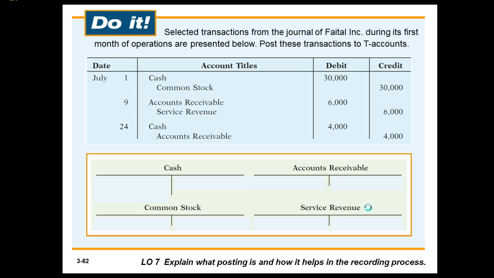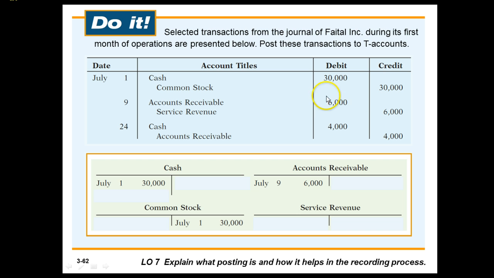In this Do It summary here are transactions or journal entries, and then to post these to the T accounts, as you see on July 1st, cash had a debit of $30,000. So we're going to take that account, cash, and debit $30,000. You see common stock has a credit of $30,000, so we're going to go over here to the common stock and credit that $30,000.